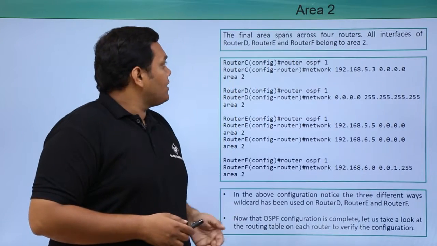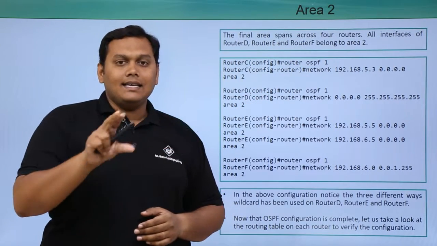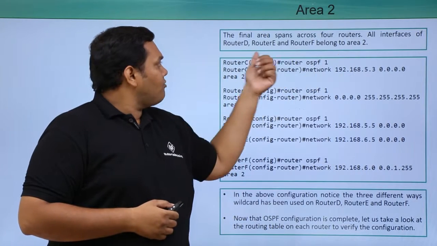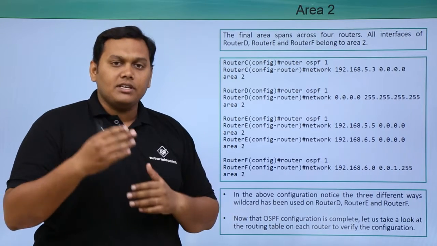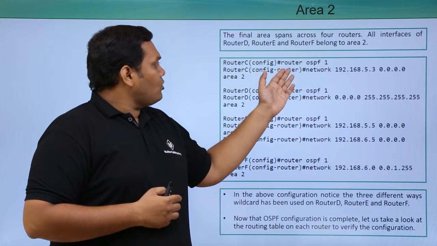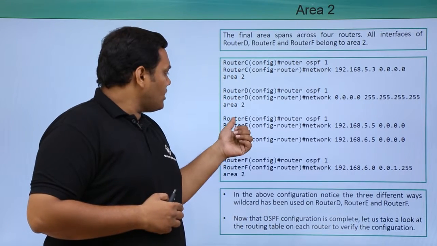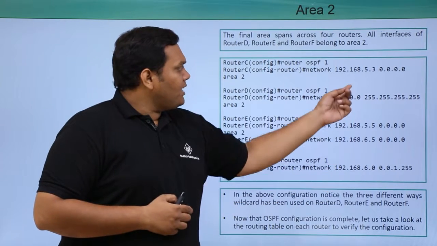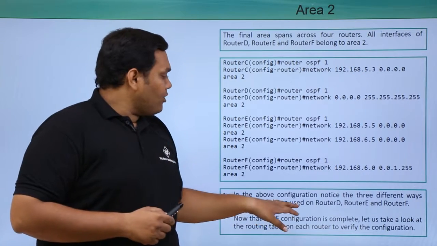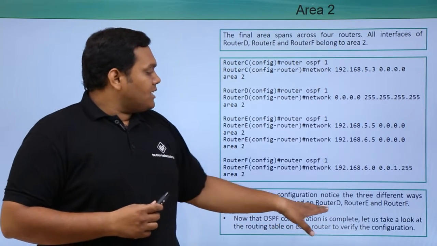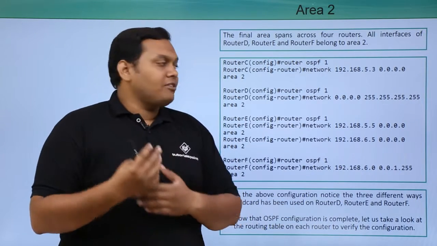Coming to area 2 here, the final area spans across 4 routers: D, C, E and F. You see all interfaces of routers D, E and F belong to area 2, with 2 interfaces each in area 2. So, we configure router ospf 1 on router C with area 2, router D with area 2, and routers E and F are also configured in the same way, by giving the network number and wildcard mask for each and every interface here. If you observe this configuration, notice that 3 different ways of using the wildcard are used on routers D, E and F.